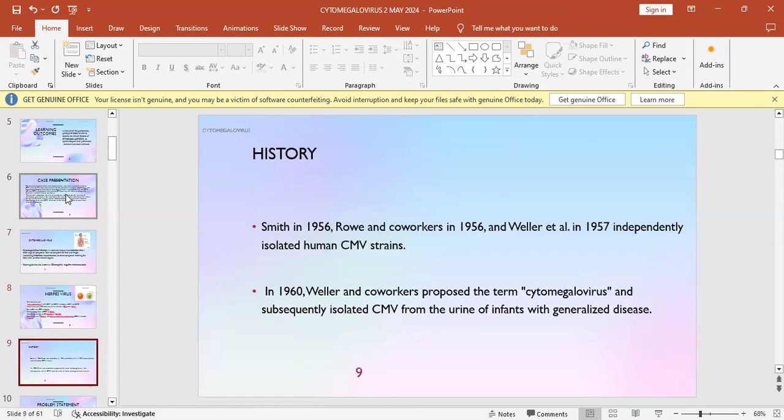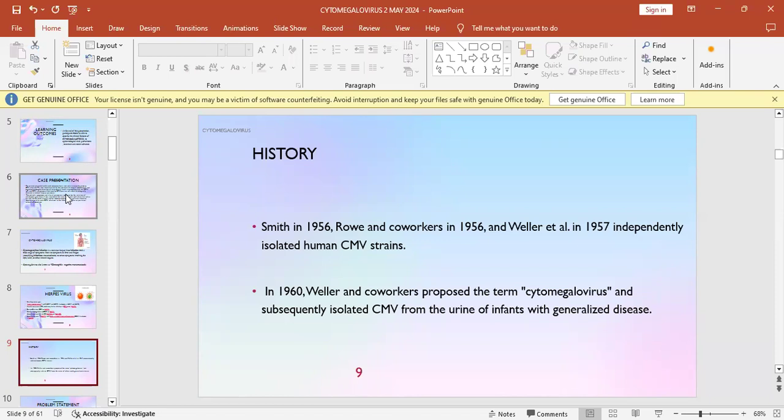Smith in 1956, Rowe and co-workers in 1956, and Weller et al. in 1957 independently isolated human cytomegalovirus strains. In 1960, Weller and co-workers proposed the term cytomegalovirus and subsequently isolated cytomegalovirus from the urine of patients with generalized disease.